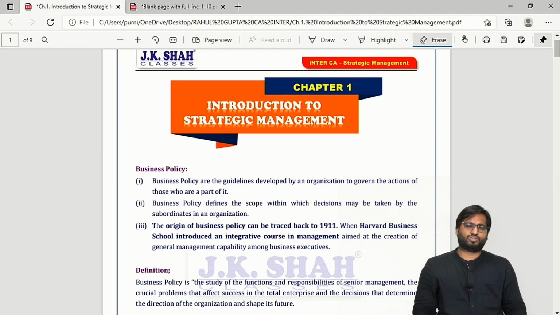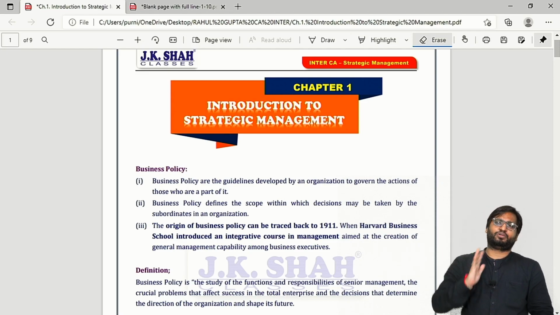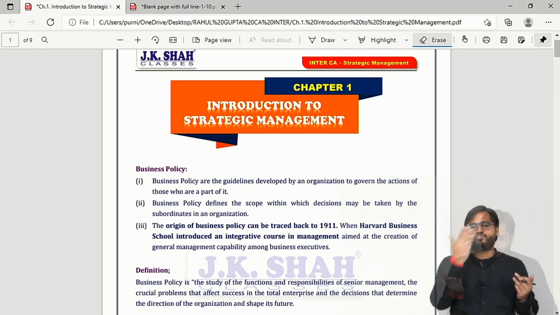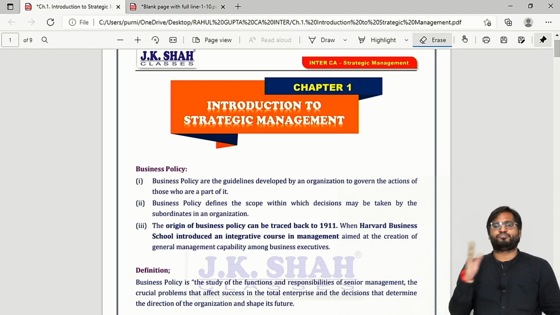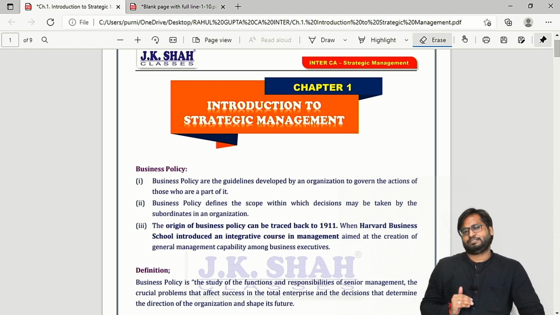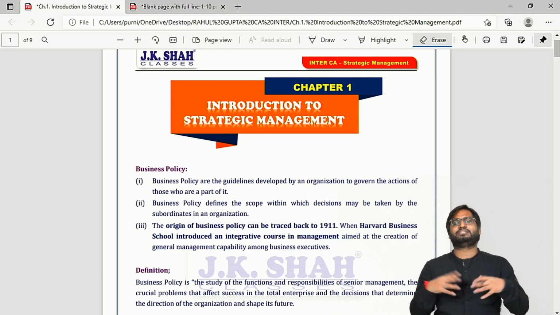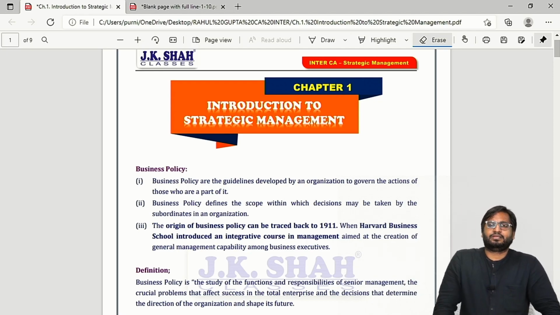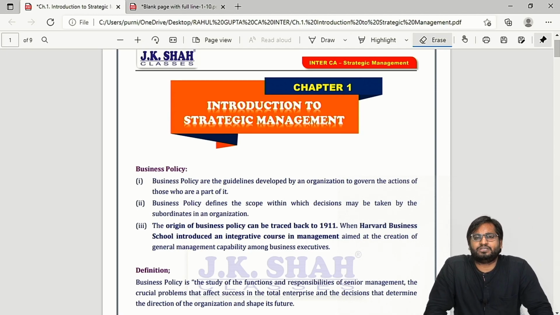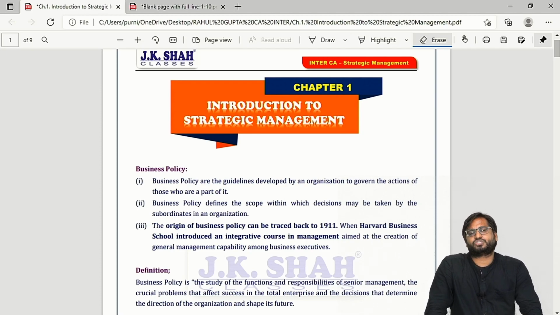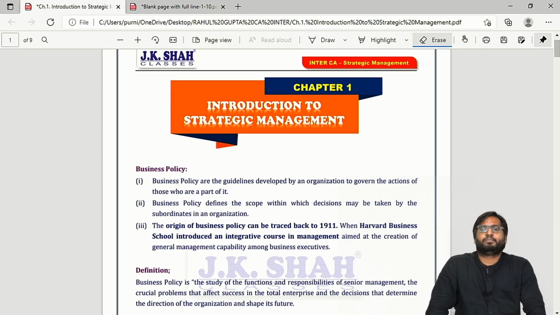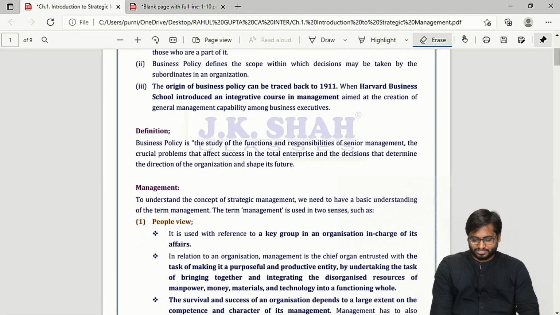Again, just to quickly revise, what do you mean by management? Management can be understood in 2 ways: from the people's view and from the functional view. People's view: a key group of people in charge of the affairs of the business. What do they do? They take care of the business, by integrating and organizing all the resources at one place. The survival and success of any organization is dependent on the character and competence of the management. Very correct. And what about the next part? Functional view. It is a set of interrelated processes or functions performed by the managers. Why do they perform these activities? To achieve organizational objectives. Great. So let's mark this.